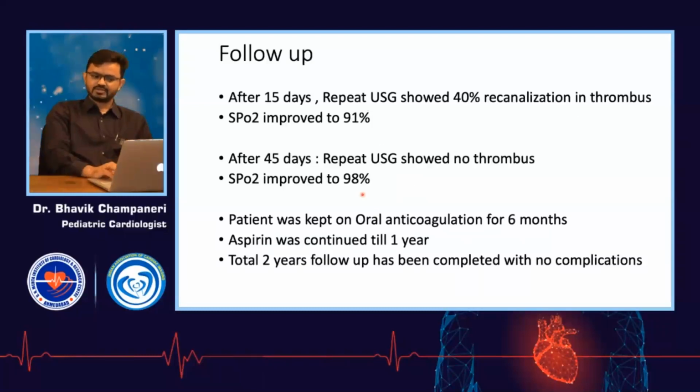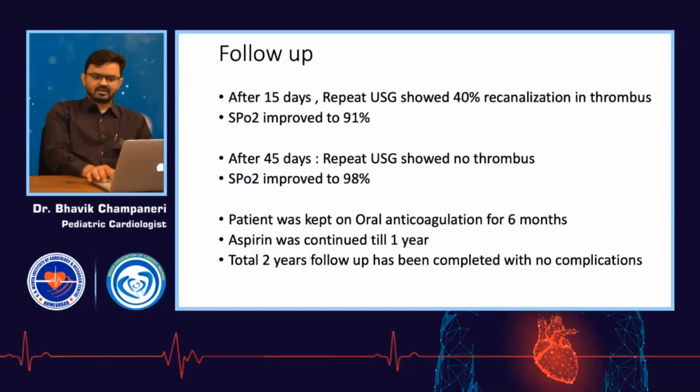The 15 days follow-up showed 40% recanalization of thrombus. SpO2 improved from 80 to 85% to 91%. After 45 days, the next follow-up sonography showed no thrombus. So the thrombus was resolved and SpO2 improved to 98%. The patient was kept on oral anticoagulation for 6 months. Aspirin was continued till 1 year. A 2-year follow-up has been completed for this patient and he is doing fine. At each and every visit we get a USG abdomen done and the child is doing well with no thrombus in the portal vein.